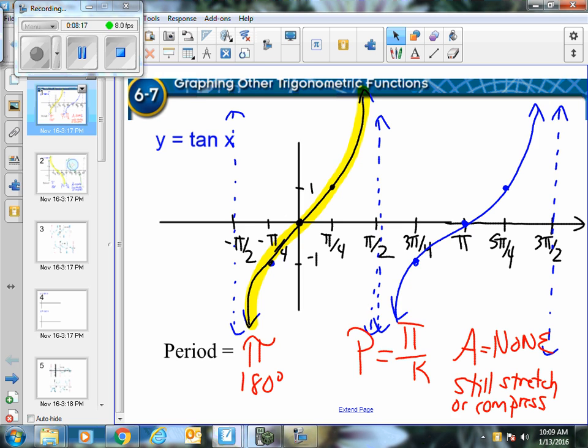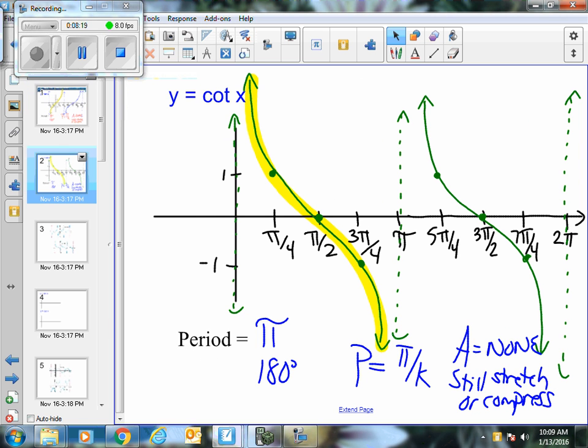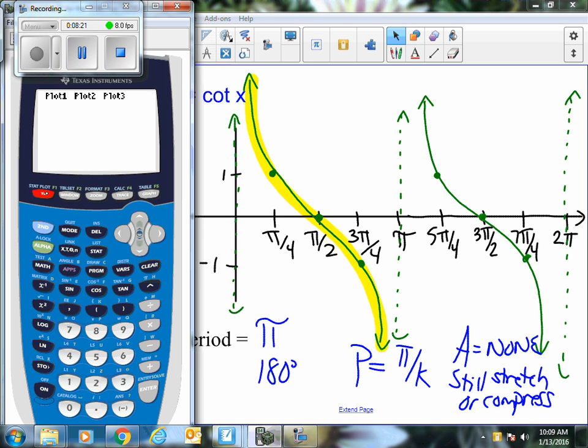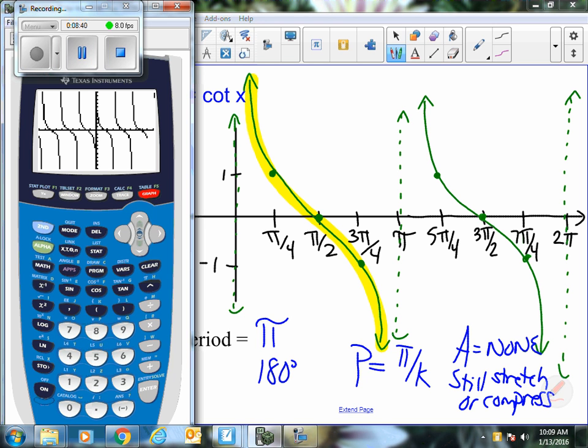The next graph, when you do cotangent, let's talk about how you type that one in. We don't have a cotangent button on our calculator. There isn't one. So how do we type in cotangent? Well, it's the reciprocal of tangent, so 1 divided by tangent of x. And let's see what that one looks like.